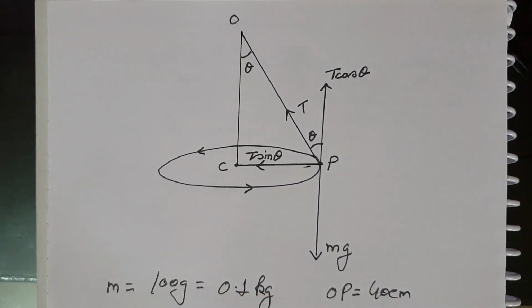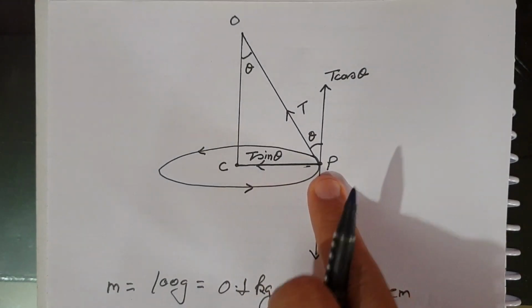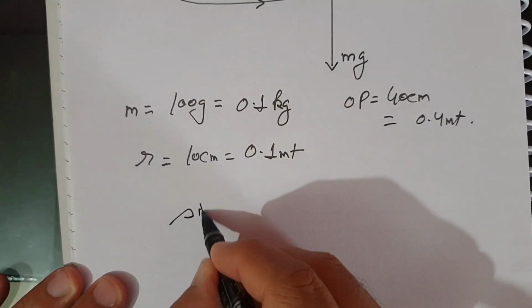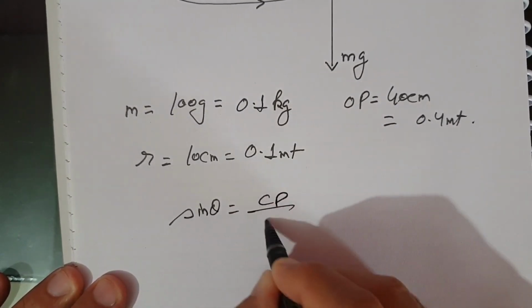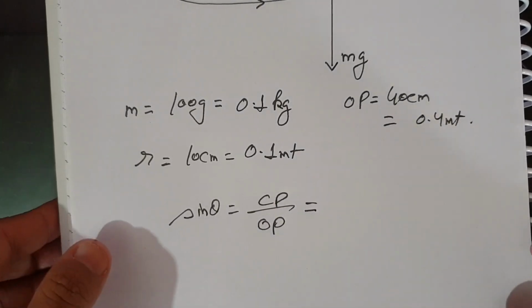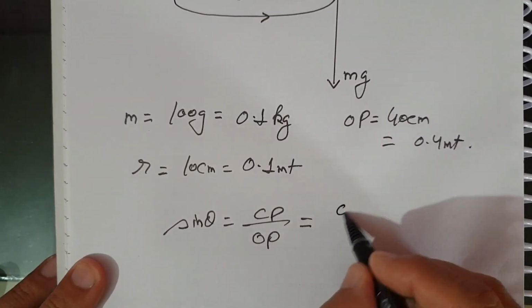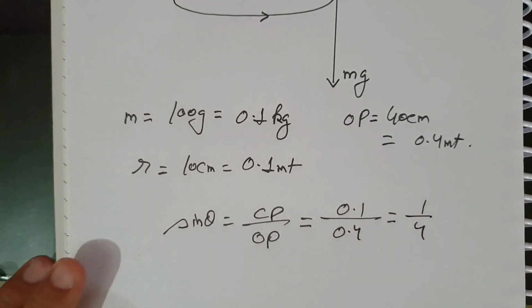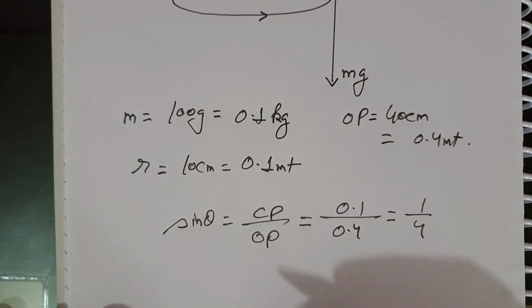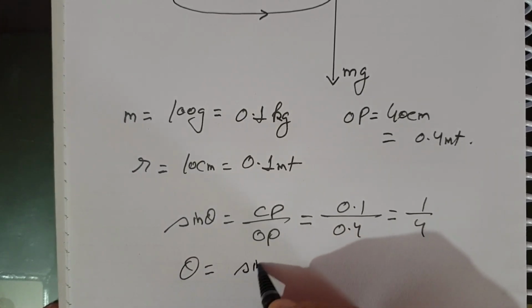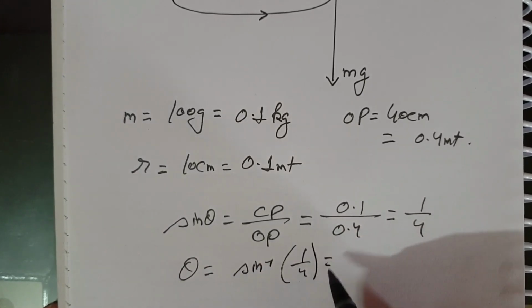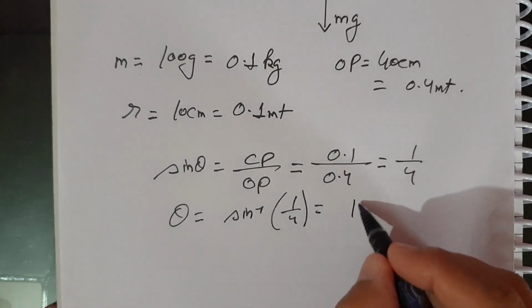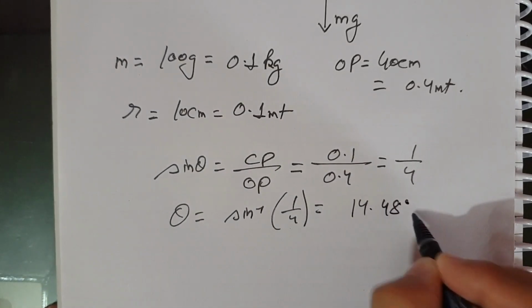Now see, look at this triangle. What will be sine theta? Sine theta will be CP upon OP. What is CP? CP is 0.1, OP is 0.4, which is 1 by 4. So if you solve, theta is sine inverse 1 by 4, which equals 14.48 degree. This is the angle.